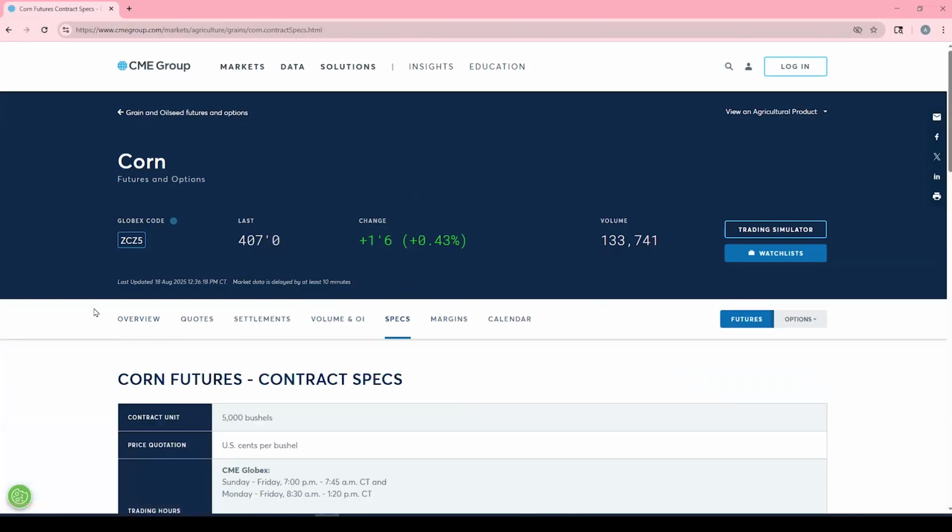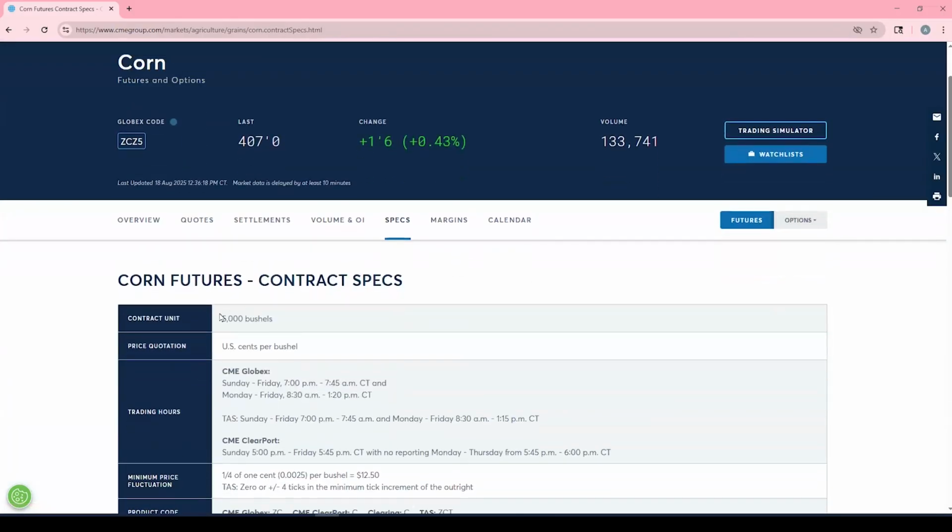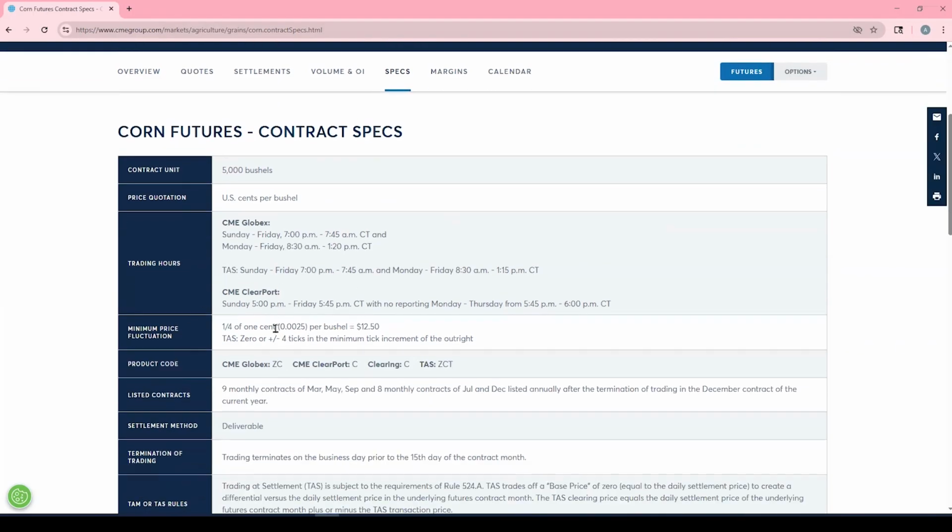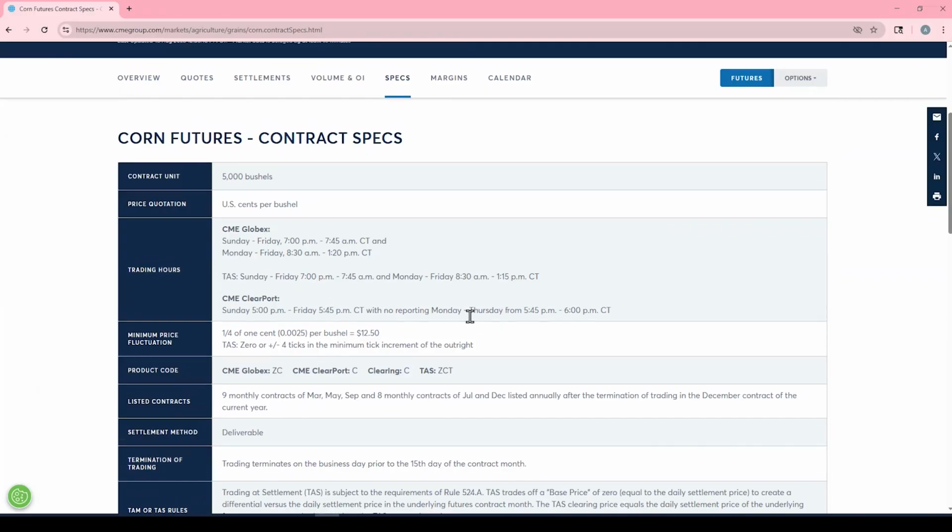Looking at contract specifications is very important. What it allows us to look at is the quantity that is traded. So in this case for corn, 5,000 bushels, the currency, when the markets are open, and then what the minimum price or tick is that a commodity can move. It also gives a list of the contracts that can be traded for the commodity.